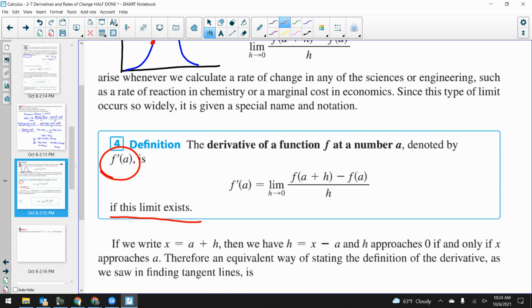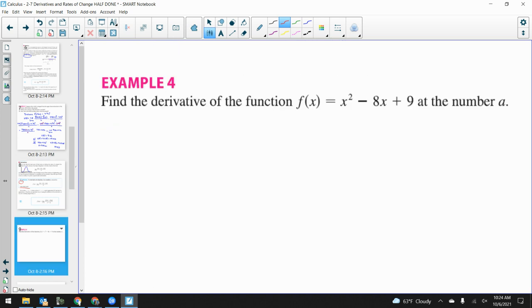That's why we've spent so long on limits, because it ties right in with derivatives. If you don't know what the limit is, it's not differentiable at that point. If things are discontinuous, it's not differentiable at that point because there's some sort of limit not existing there. All right, let's take a look here. Find the derivative of the function f of x equals x squared minus 8x plus 9.